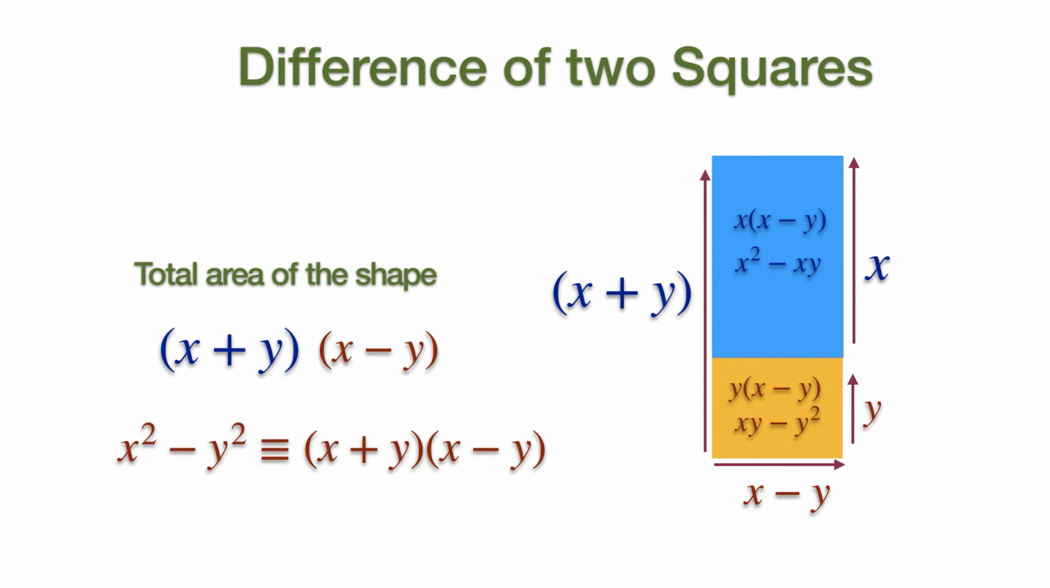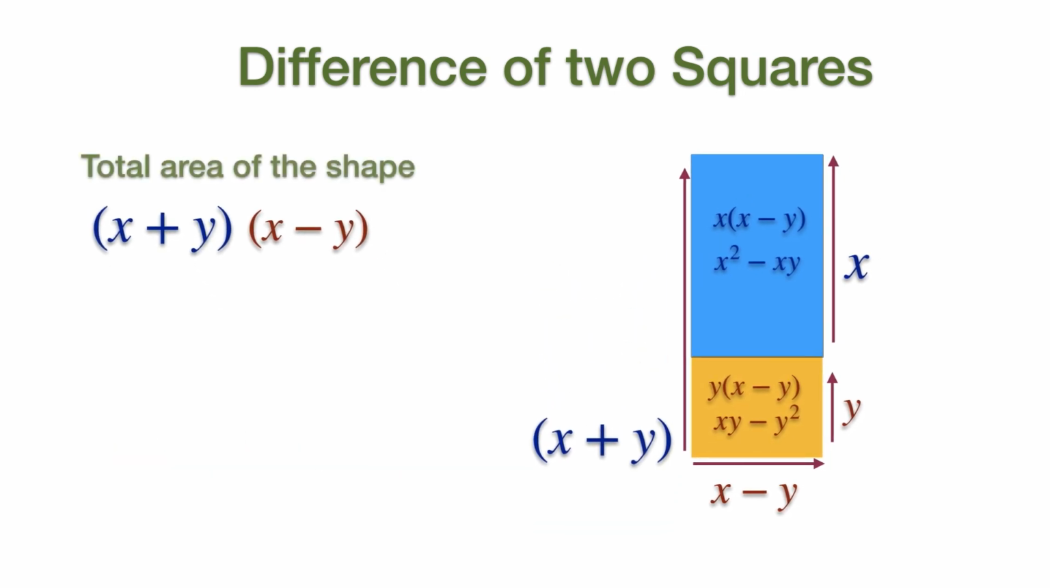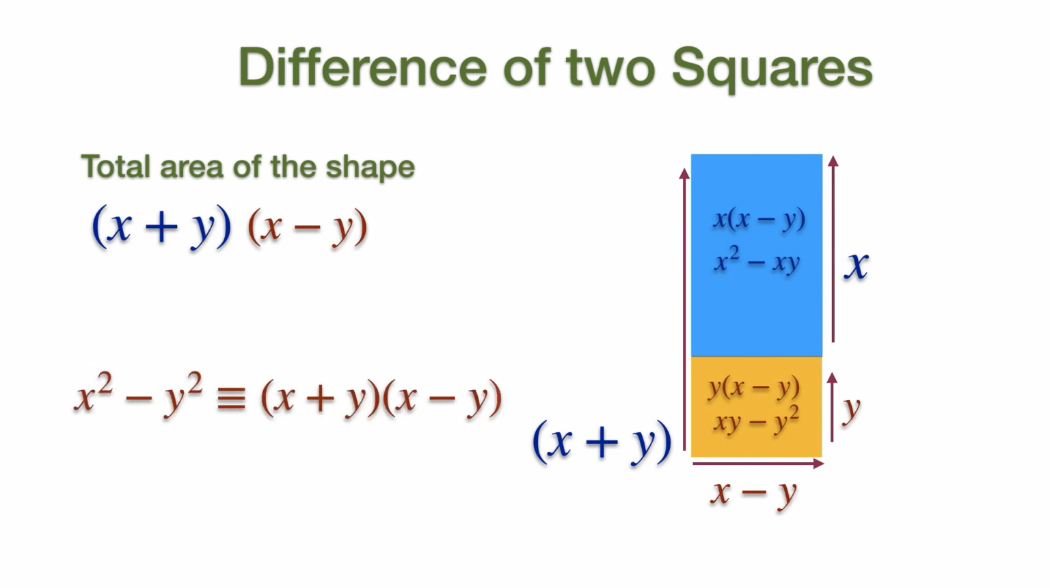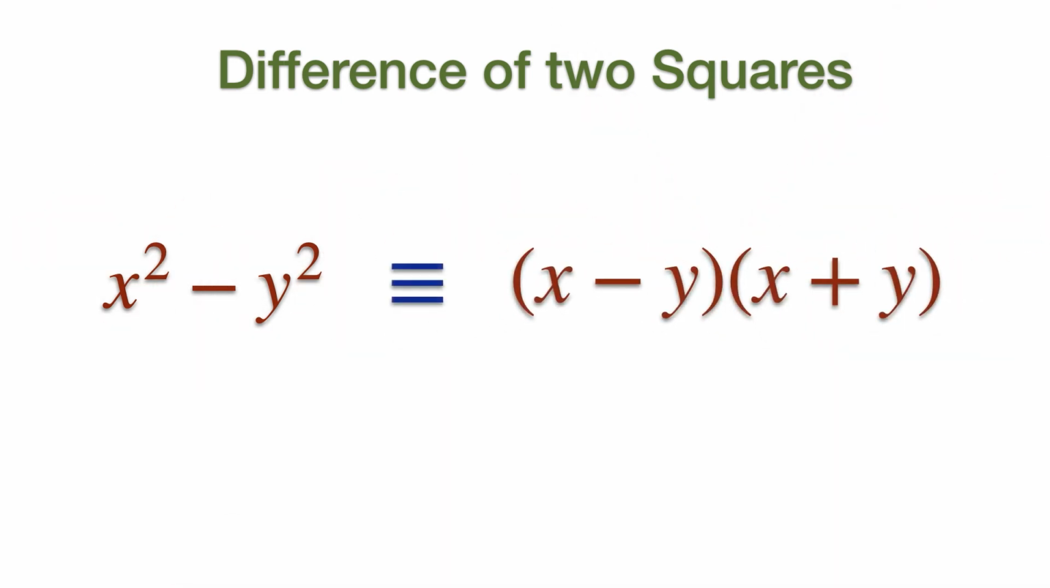Therefore, this must be equivalent to the difference of two squares, as they represent the same amount of area of the shape. We can also prove this algebraically by opening the two brackets. Multiplying this out gives us x squared minus xy plus xy minus y squared. But minus xy and plus xy cancel each other out, leaving us x squared minus y squared, which means the two brackets are identical, or equivalent, to the difference of two squares.